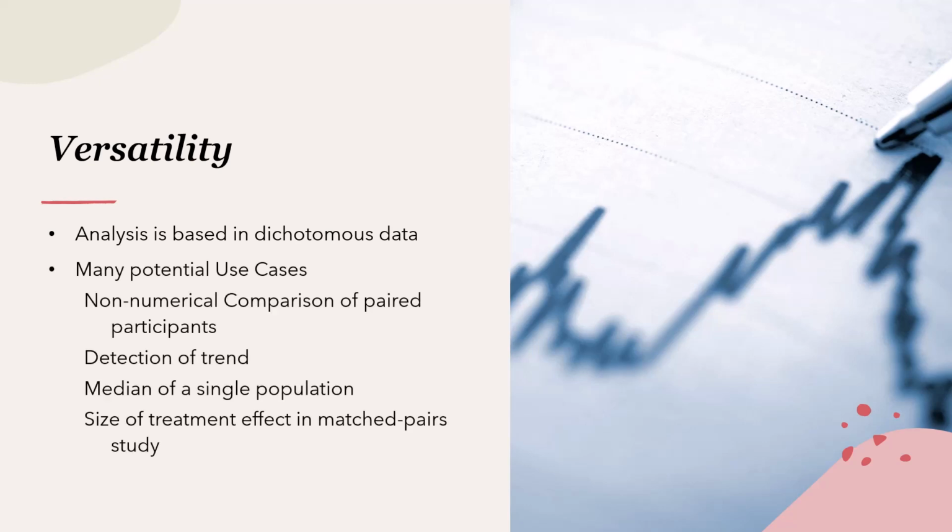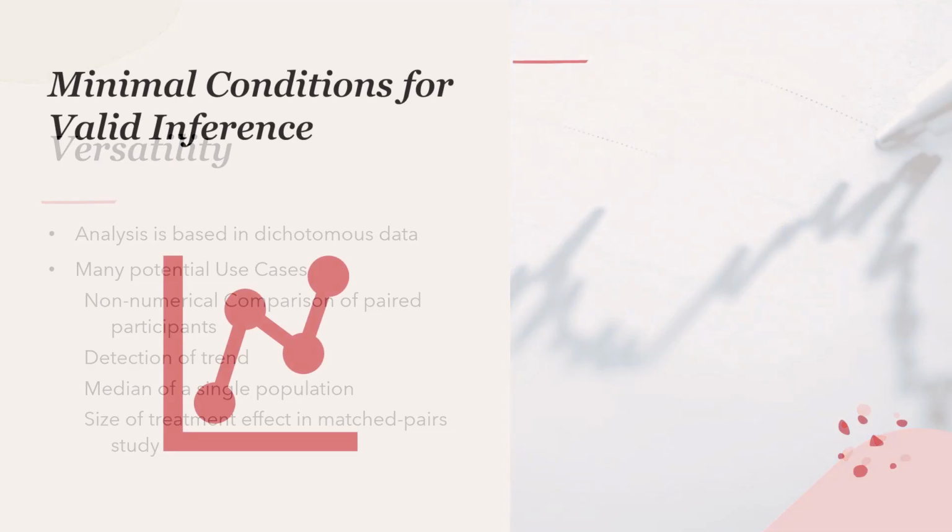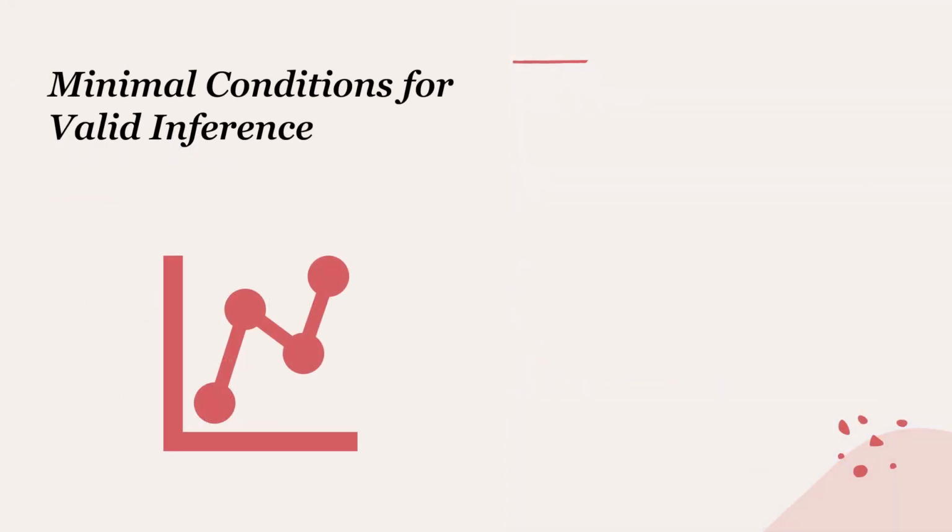There are many potential use cases, including the non-numerical comparison of paired participants, the detection of trend, the median of a single population, and the size of a treatment effect in matched pair studies. Compared to other tests that may be considered as competitors to the sign test, there are minimal conditions for valid inference. Like all inferential methods, we need to begin with a random sample of participants. Nothing new or unique here. Of course, if you do not have a random sample, we are only estimating probabilities and we are only approximating inference back to a population that has characteristics that are similar to those of our sample.